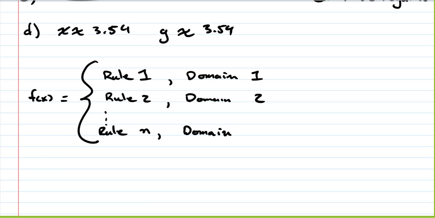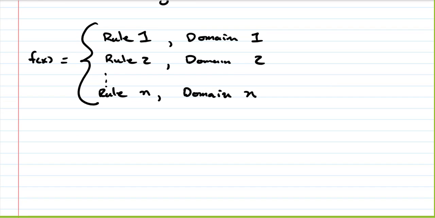So the way this is going to work is it's going to be a lot like a regular function, but when we're given an input x, the first thing we have to do is decide which domain the x belongs to. And once we find the appropriate domain, we will then use the rule that is associated with that domain. And I know right now this isn't clear at all. The next example will help us see what I mean by that.